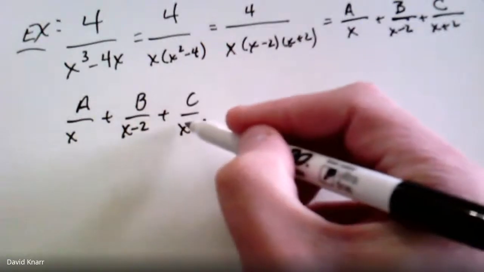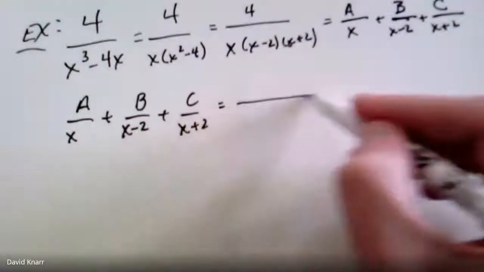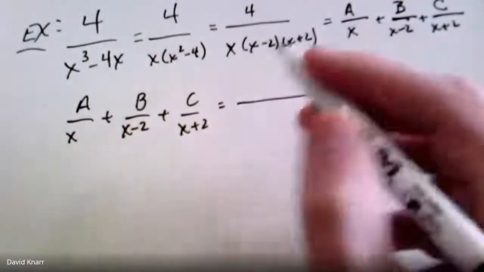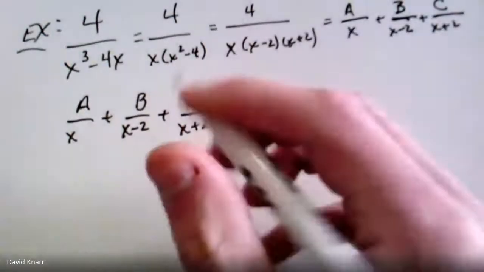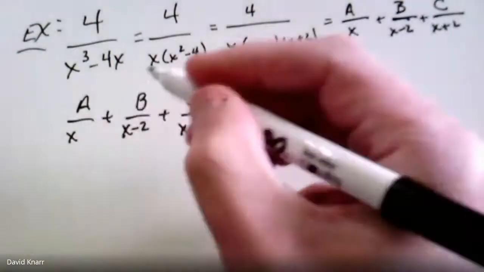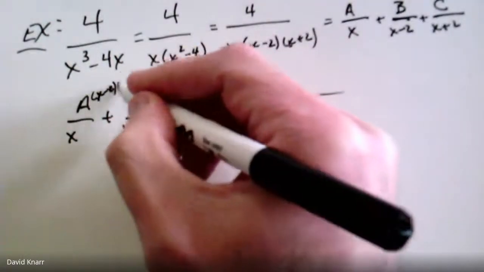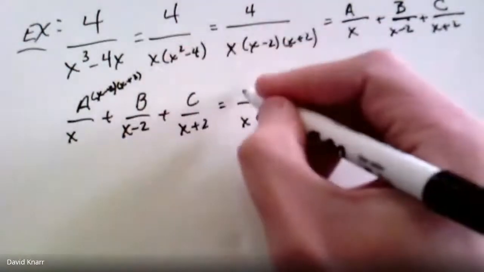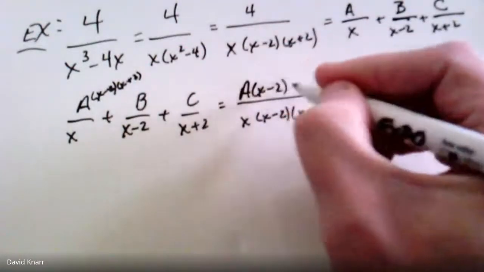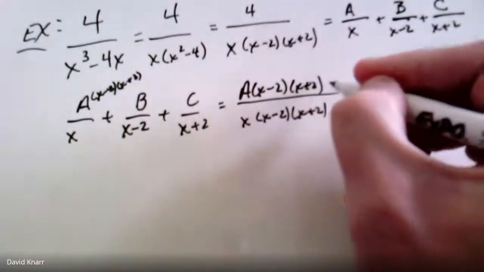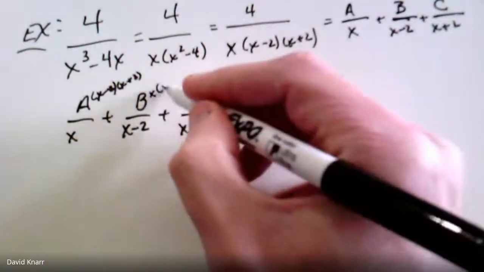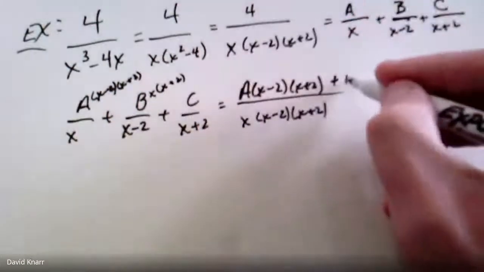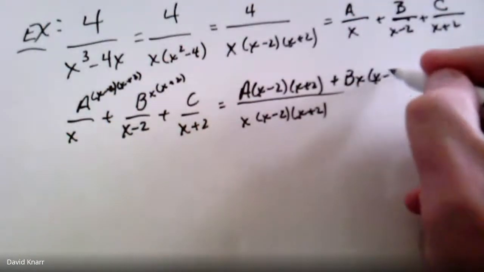Okay. The common denominator should be the easiest part of the whole thing because it's the same denominator that's up there: x minus 2, x plus 2. So this first term has an x. It needs an x minus 2 and an x plus 2. So this will be a, x minus 2, x plus 2. Plus the b needs an x and an x plus 2. bx, x plus 2.